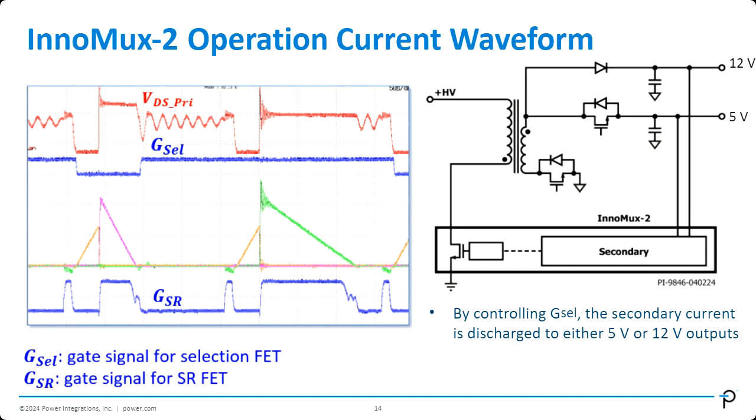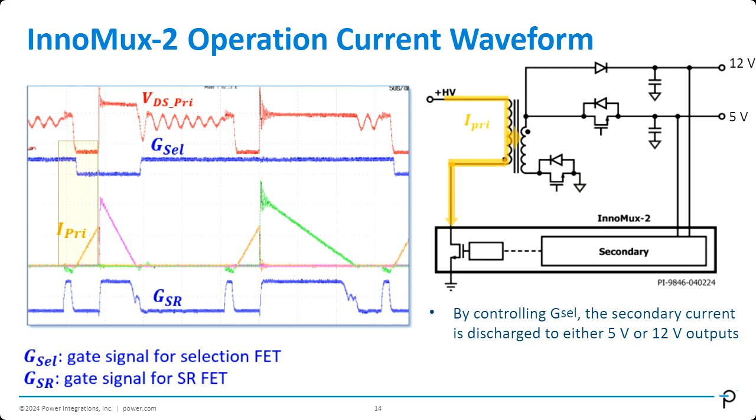Let's have a look at some current waveforms. So over here, the red one is the VDS primary node. And then this one is the gate of the selection FET. These are the current waveforms. And this is the gate of the SR FET. And I know this gate of the SR FET looks a bit odd. Don't worry about it. We'll talk about why it looks like this in the coming slides later. Let's just focus on the current waveforms here.